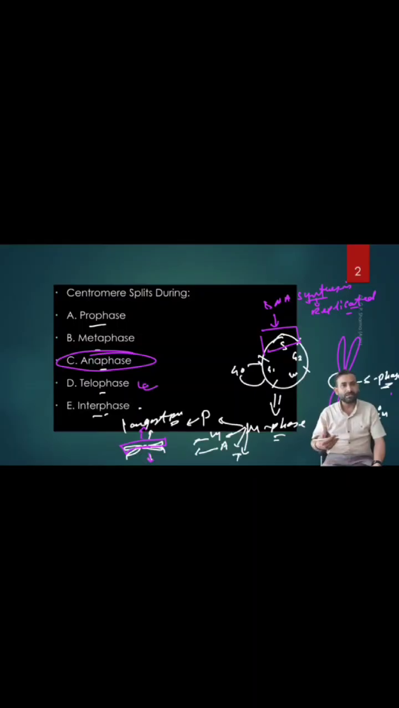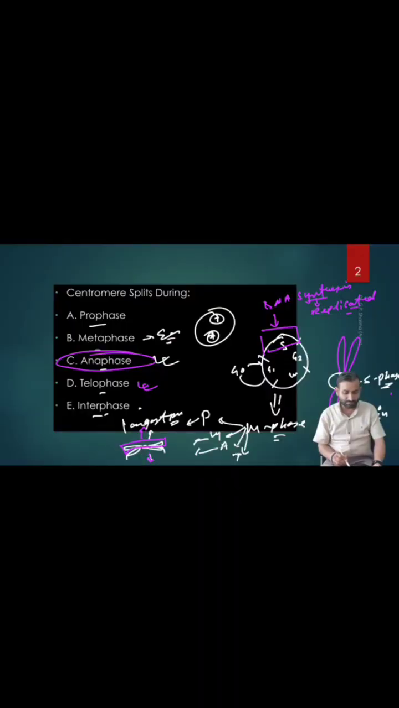After that, what happens? The telophase. During the telophase, the nuclear membranes begin to reappear, so that two nuclei appear at the two poles of the cell, and two nucleoli appear during the telophase. So the centromere splits into two during which phase? Anaphase stage.